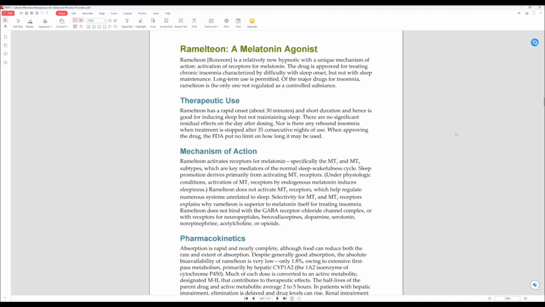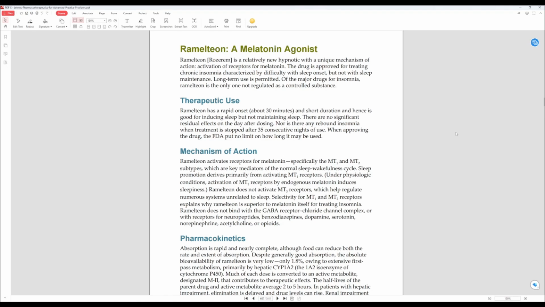Ramelteon has a rapid onset of about 30 minutes and a short duration, and therefore is good for inducing sleep, but again, not for maintaining it. Therefore, there are no significant residual effects on the day after dosing, nor is there any kind of rebound insomnia when treatment is stopped after 35 consecutive nights of use. When approved, the FDA put no limit on how long it may be used.